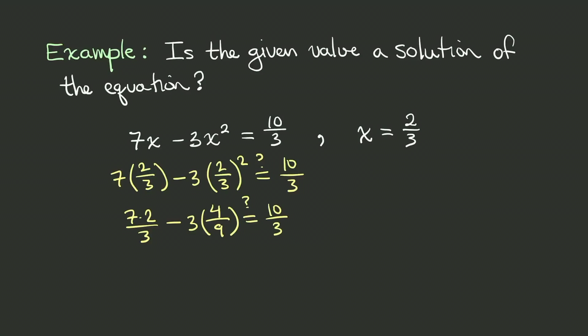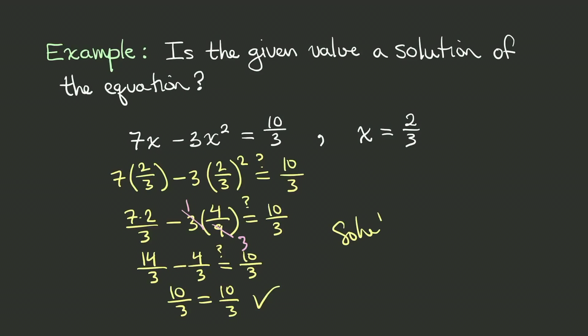7 times 2 is 14, so I have 14/3. Then 3 over 9 can be reduced to 1/3, and so then this will be minus 4/3. And again, I'm checking to see if that's equal to 10/3. Indeed, when I take 14/3 minus 4/3, I can just subtract straight across the top and I'll get 10/3, and that is equal to 10/3, and so this is a solution.